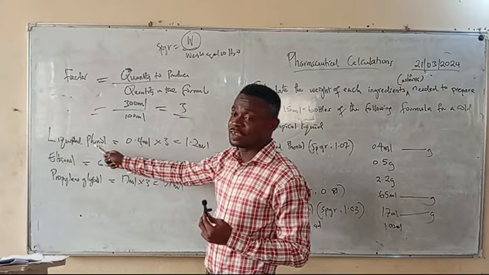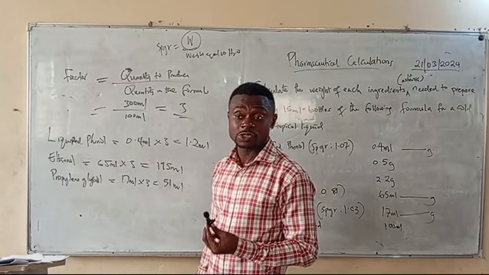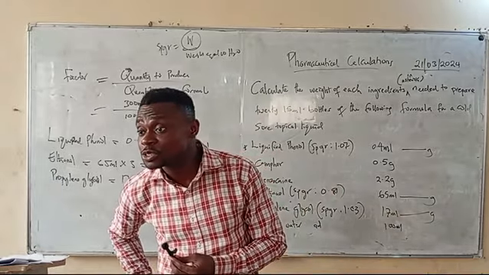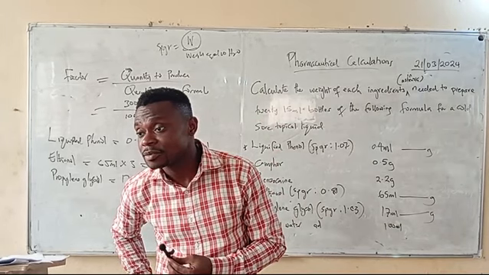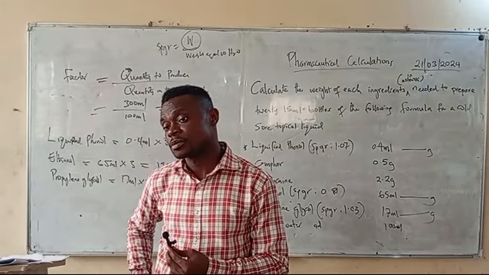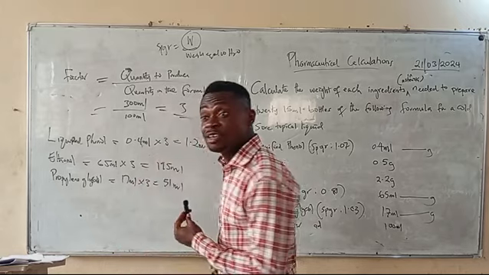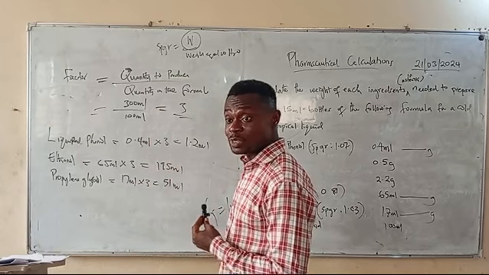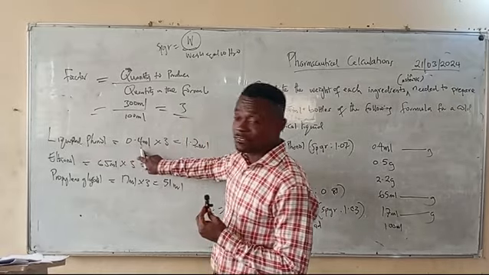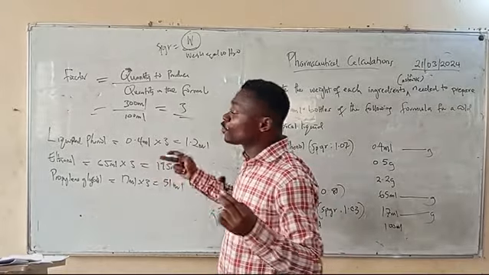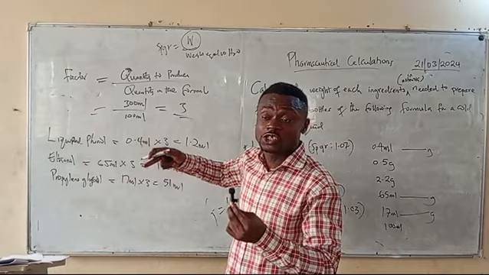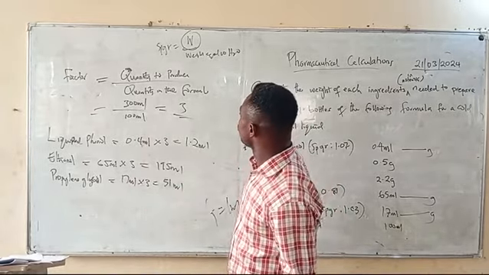If the volume of liquefied phenol is 0.4 mil, that means the volume of water is what? 0.4 mil. And if the volume of water is 0.4 mil, the weight of water is what? 0.4 gram. Did I tell you here that 1 gram is equal to 1 mil for water? So if the liquefied phenol has volume 0.4 mil, it has the same volume as water, so the weight of water is also 0.4 gram. So we put it here.